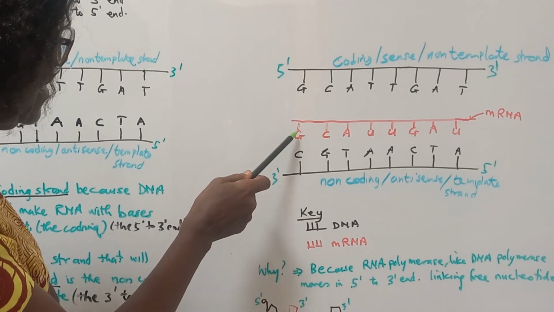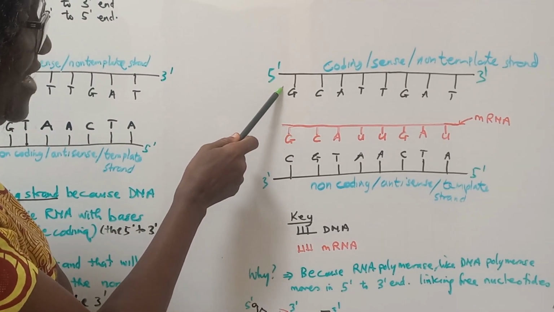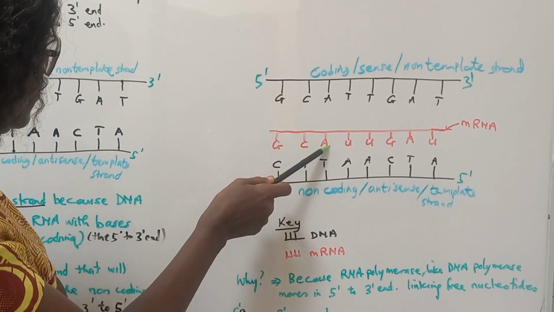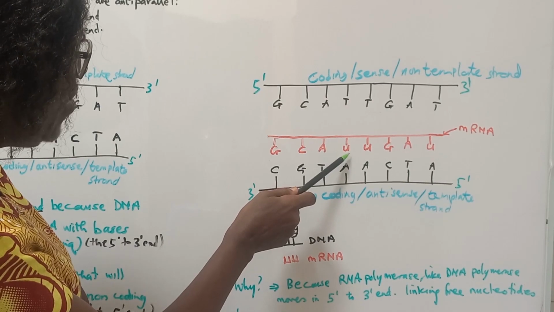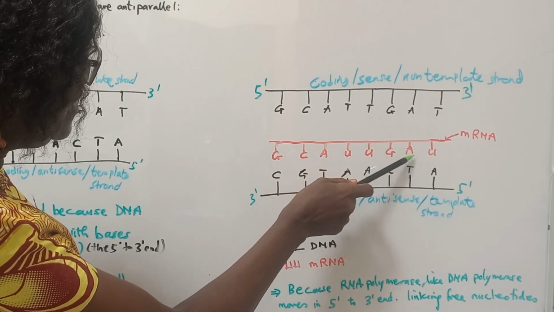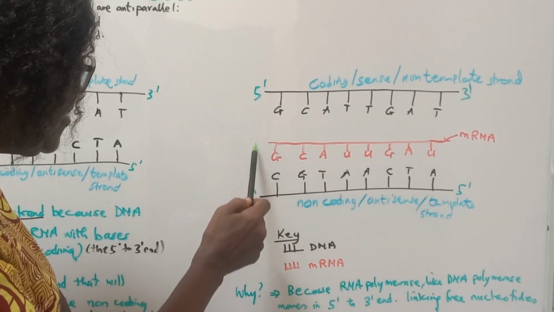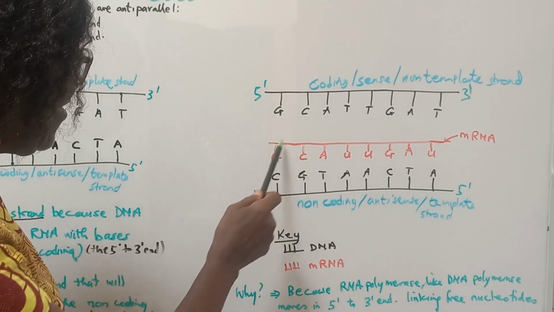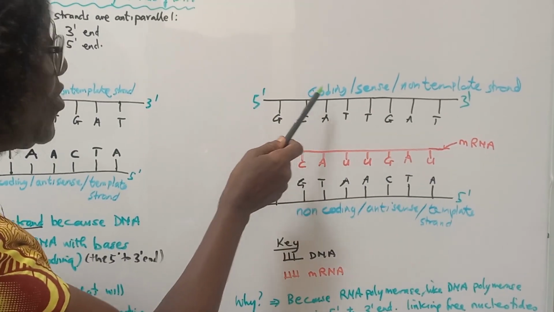Now look at this messenger RNA. It's the exact copy of the coding strand. G, C, A. You see, instead of thymine, in RNA, you have uracil. So uracil, guanine, adenine, uracil. So this is what the messenger RNA has: the same codes as the coding strand.